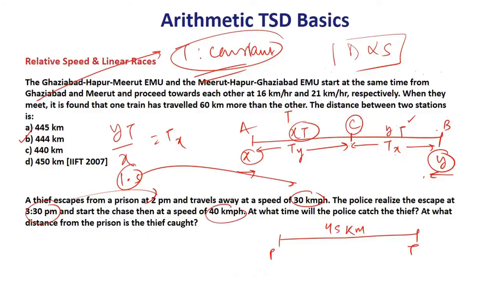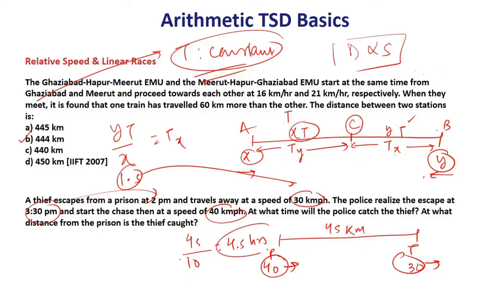Now the police chases at a speed of 40 and he runs at a speed of 30. So what will be the time taken? The time taken will be 45 upon 40 minus 30, moving in the same direction, so 10. Therefore time taken will be 4.5 hours. From 3:30, if you add 4.5 hours, the police will catch the thief at 8 p.m. I hope this is clear to you. Brilliant. Relative speed is also clear.